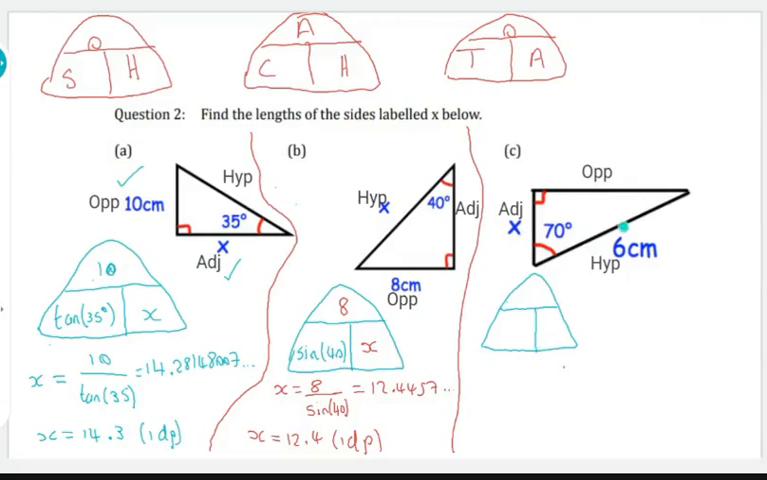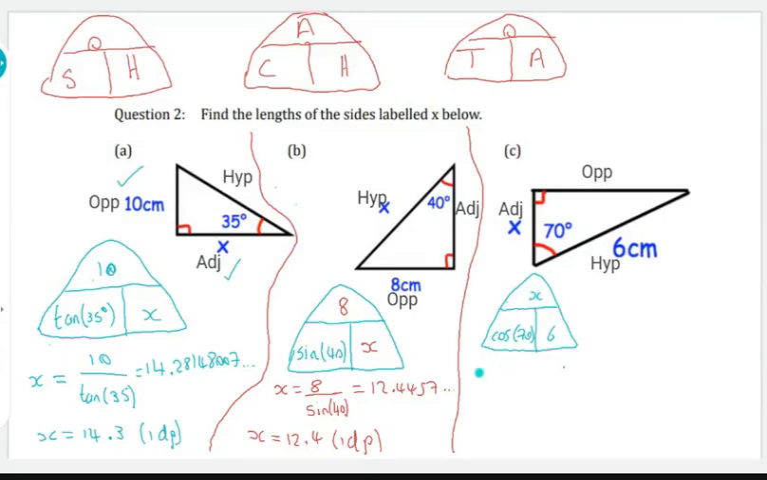Okay, so we've got the hypotenuse is 6 centimeters. It's given to us, and we've got the adjacent, which we're trying to work out. So which of those triangles has both adjacent and hypotenuse? The middle one, the cosine one. So that's going to be cos of 70 at the bottom. You've got 6 for the hypotenuse, and this time you've got x as the adjacent.